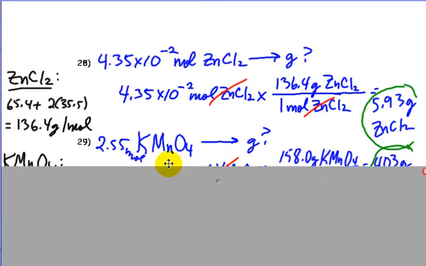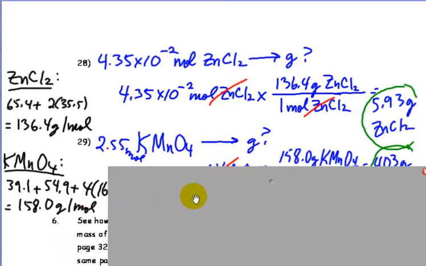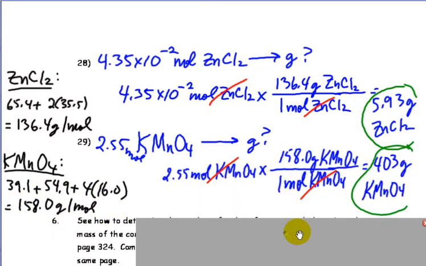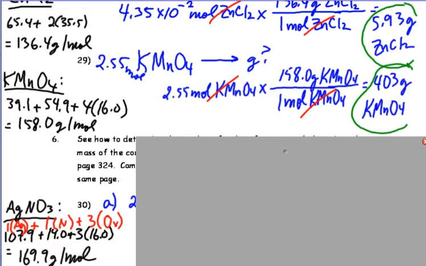Next one, potassium permanganate, 2.55 KMnO4. So first of all, KMnO4: 1 potassium, 1 manganese, 4 oxygen, 158 grams per mole. Very similar to the previous questions there. So grams on top, moles on the bottom, etc.